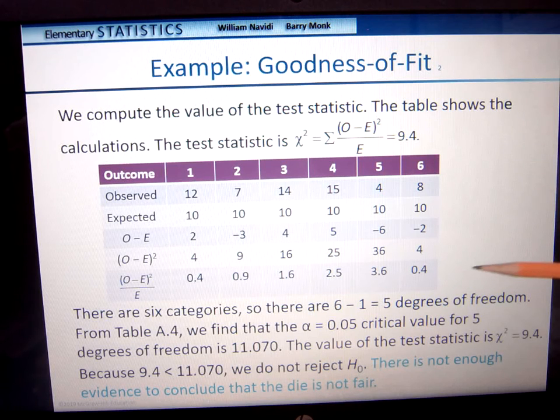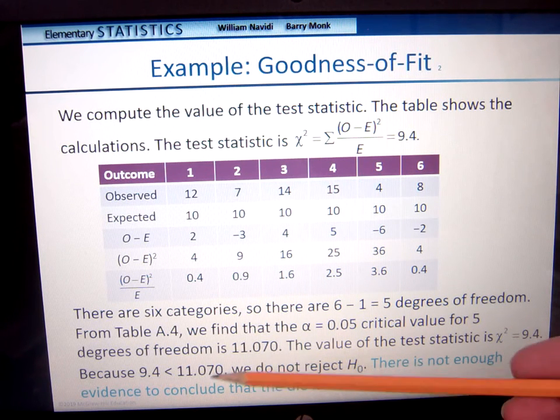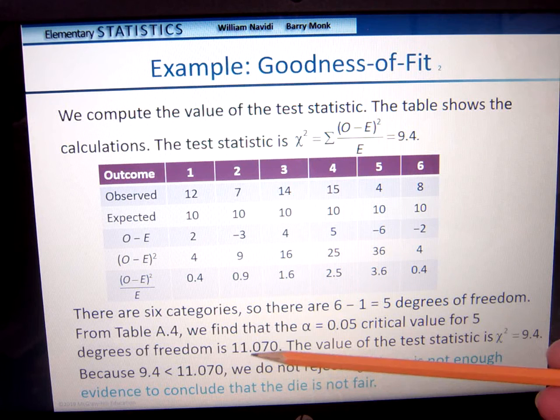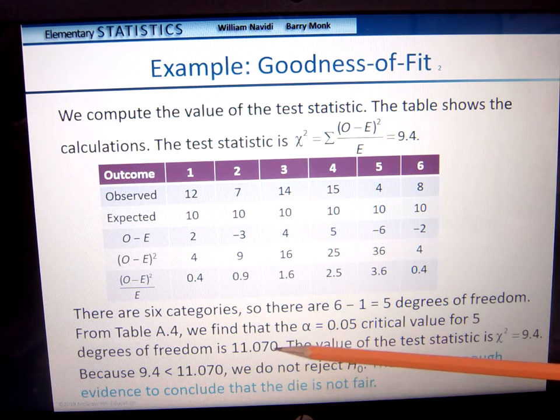So there are 6 categories, so the degrees of freedom again was 5. So from the table, we'll take a look at 0.05 for the critical value, and 5 for the degrees of freedom, which is 11.070. We don't need that other 0. The value of the test statistic then is 9.4.